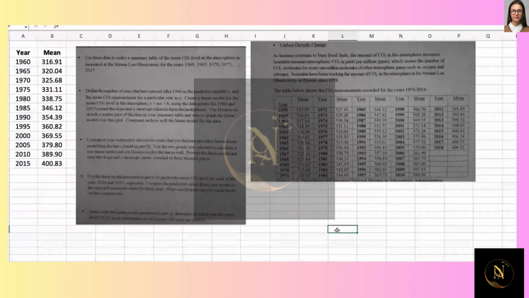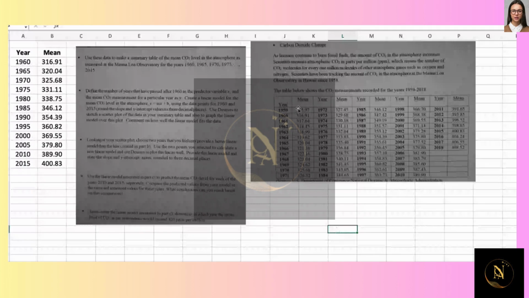As humans continue to burn fossil fuels, the amount of CO2 in the atmosphere increases. Scientists measure atmospheric CO2 in parts per million, which means the number of CO2 molecules for every 1 million molecules of other atmospheric gases such as oxygen and nitrogen. Scientists have been tracking the amount of CO2 in the atmosphere at the Mauna Loa Observatory in Hawaii since 1958.